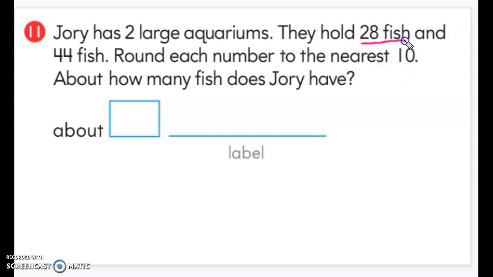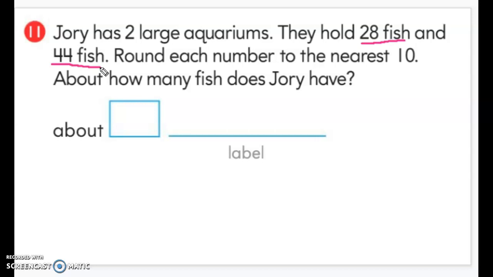So take 28 fish. What would you round 28 to? Your nearest 10. Then take 44 fish. What would you round 44 to? The nearest 10. Then add those 2 up. I'm not looking for an exact answer.